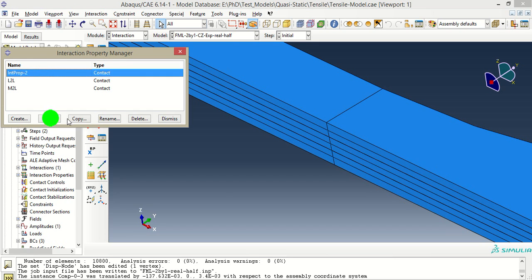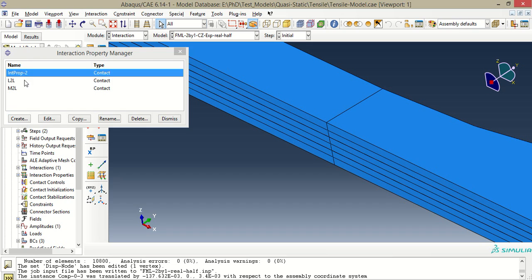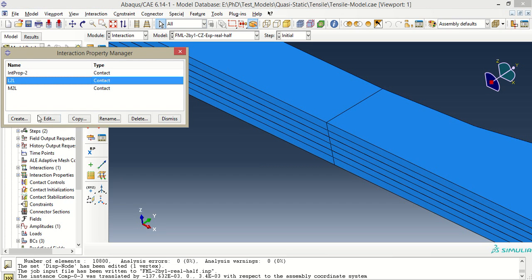First of all, the interaction property. I told you that this was created just to bypass that error: Abaqus cannot use cohesive interaction with general contact. So just to bypass that error, I have used a tangential behavior, frictionless. Then we have two typical properties, L to L and M to L.